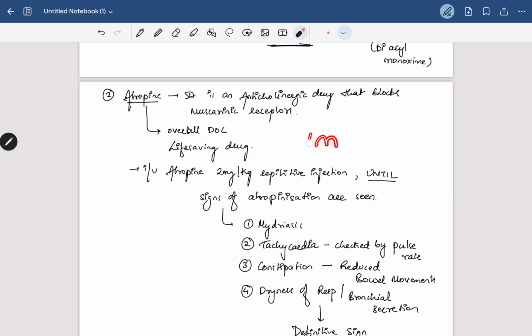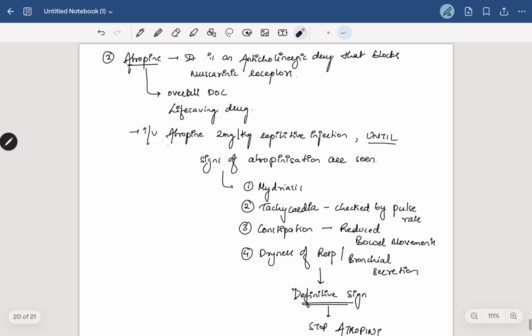When it blocks your muscarinic receptors, M receptors, the action of acetylcholine cannot be expressed. So when you give atropine to the patient, you will be able to observe the opposite of the DUMBBELS symptoms which we saw. In DUMBBELS, D stands for diarrhea; you will be able to see constipation. U stands for urination; you will be able to see urinary retention when you give atropine. M stands for miosis, and you will be able to see mydriasis of the eye in the patient. B stands for bradycardia; you will be able to see tachycardia in the patient.